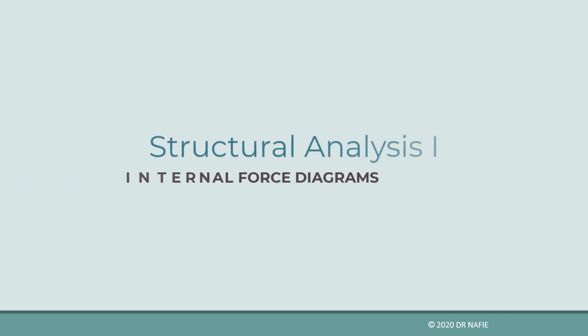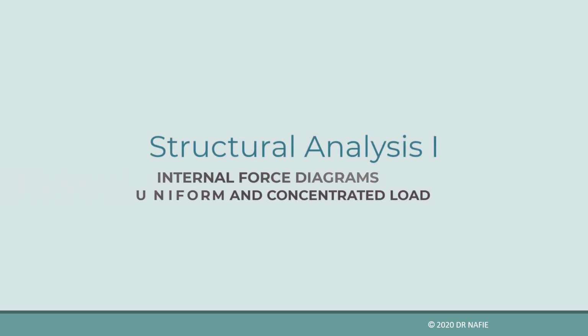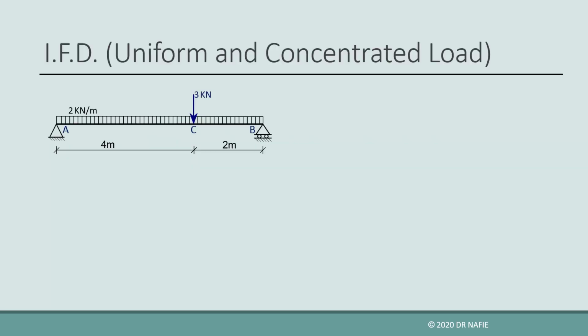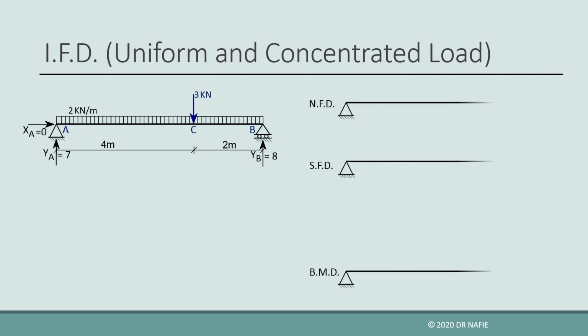Today we will show how to find the internal force diagrams for a beam carrying a uniform load combined with a concentrated load. For the shown beam, it is required to draw the internal force diagrams. The first step is to calculate the reactions. Then we start by calculating the internal forces at the critical points on the beam.